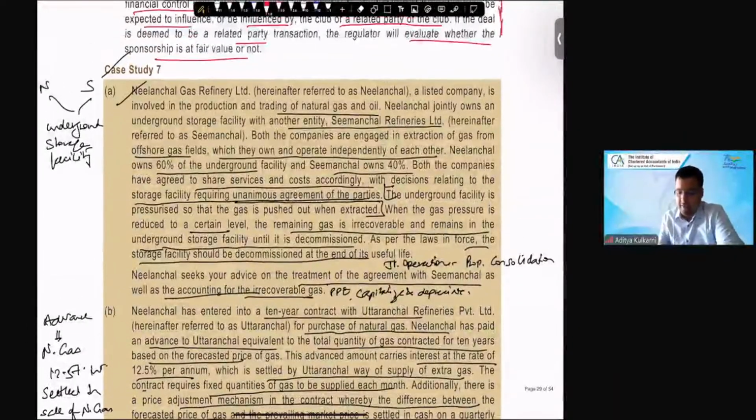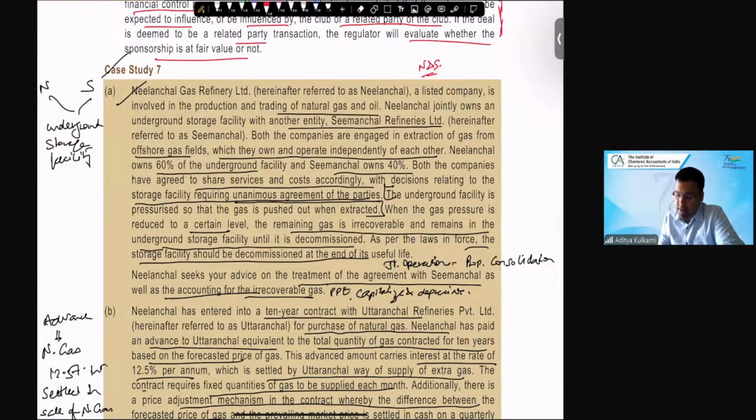Neelanchal Gas Refinery Limited, hereafter referred to as Neelanchal, a listed company, is involved in the production and trading of natural gas and oil. Neelanchal owns an underground storage facility with another entity, Seemanchal Refineries Limited, hereinafter referred to as Seemanchal. So we are having N and S. Both the companies are engaged in extraction of gas from offshore gas fields, which they own and operate independently of each other. So N has its own gas fields, S has its own gas fields, they operate independently. Neelanchal owns 60% of the underground facility, Seemanchal owns 40%.